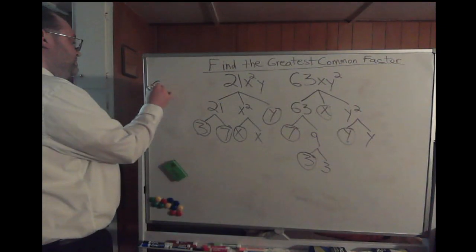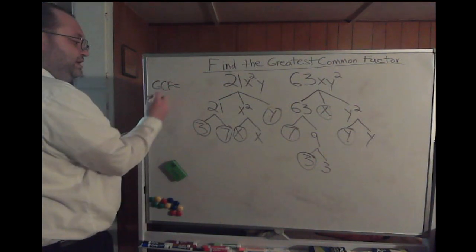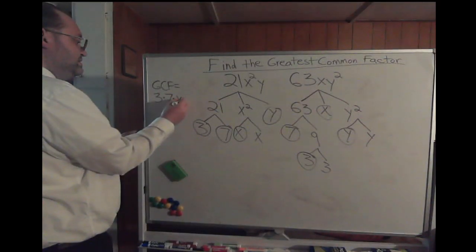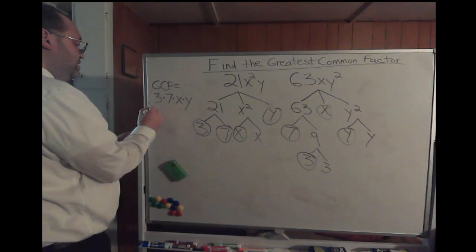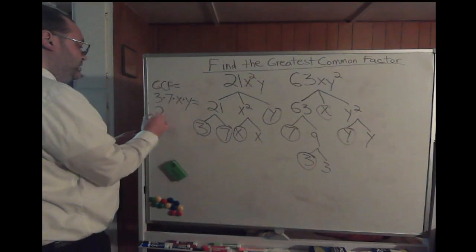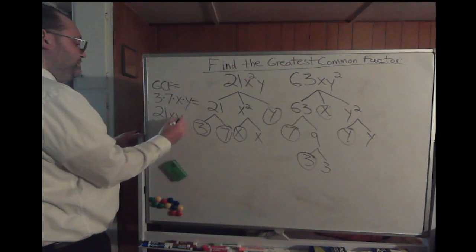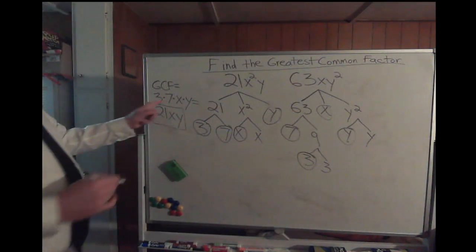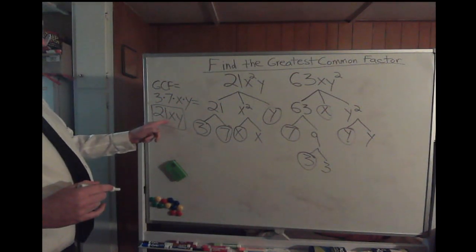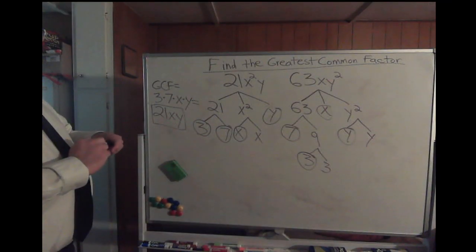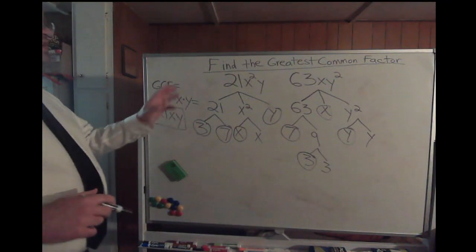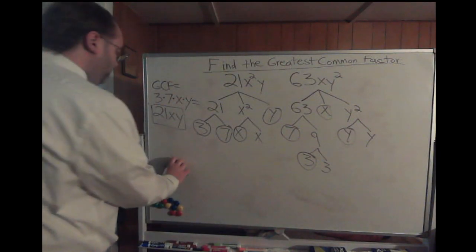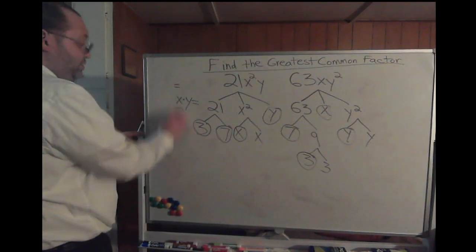So your greatest common factor is going to be equal to 3 times 7 times x times y, which would equal 21xy. When you do the multiplication, you would get 21 times x times y, which would just be 21xy. So 21xy is your greatest common factor of these two monomials. This is very useful for when we go to factor expressions, which is what we're about to do.